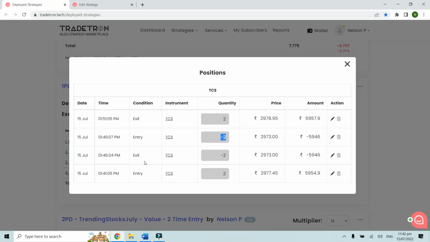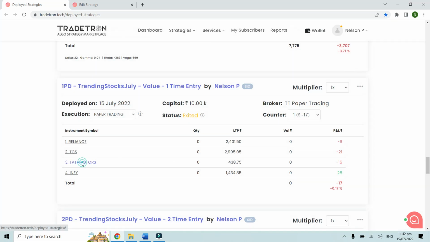Similarly for TCS, if we see, it took entry on the buy side at 1:41 p.m. worth 2 shares, that is 5,000 rupees, and also it entered at 1:47 on the short side. All right, so it entered once on the buy side and once on the short side of similar value, and it closed the position at around 1:51 p.m. whenever there was an exit condition that was met.